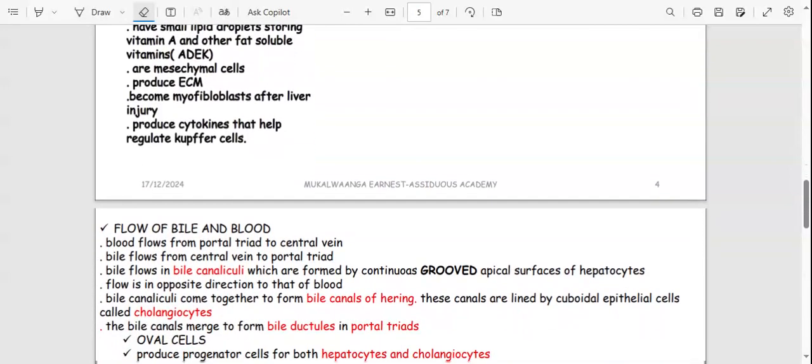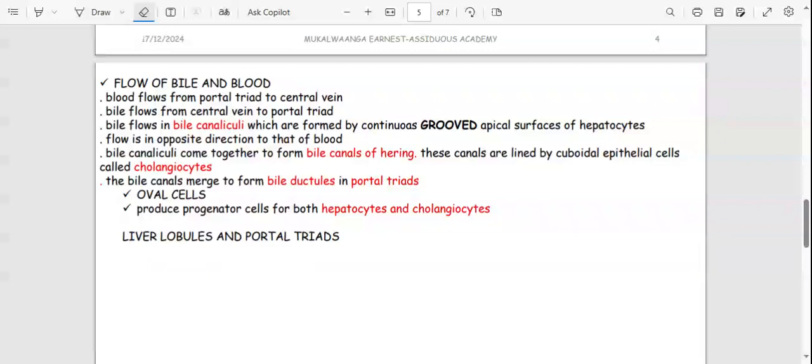The next thing we're going to talk about is the flow of bile and blood. This is very, very important. Specifically, we're going to start with the flow of bile. Bile is produced in the liver by the hepatic cells, the hepatocytes. Once it is produced, it moves in a direction opposite to the flow of blood. Blood flows into the liver from the portal triads to the central vein, so bile will flow from around the central vein to the portal triad.